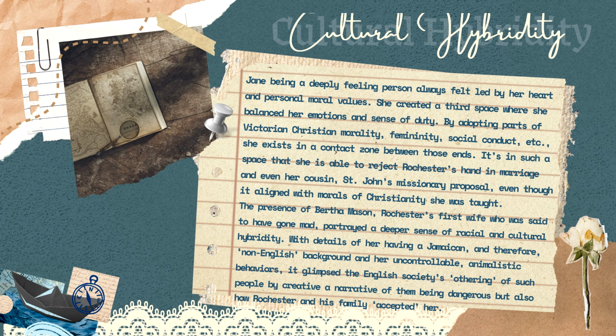This gave a glimpse of English society's othering of such people by creating a narrative of them being dangerous, but also how Rochester and his family accepted her. Therefore, Bertha Mason is in this third space, this contact zone, where she is othered and not fully accepted as one's own or as an in-group member, but at the same time is given a pretense of acceptance while she is kept away from the family and locked in a room upstairs.